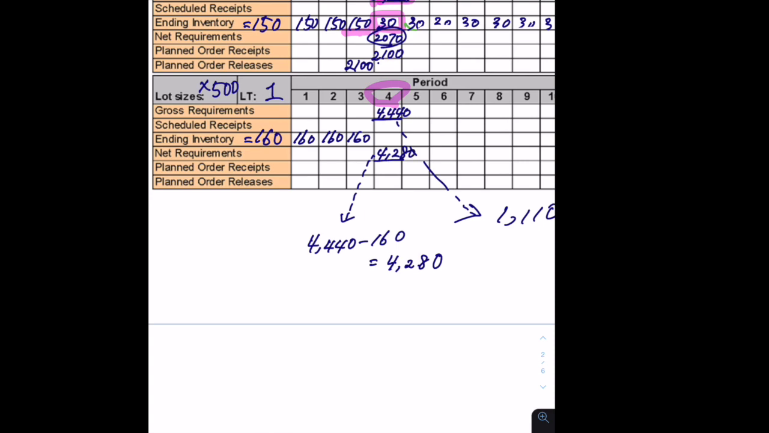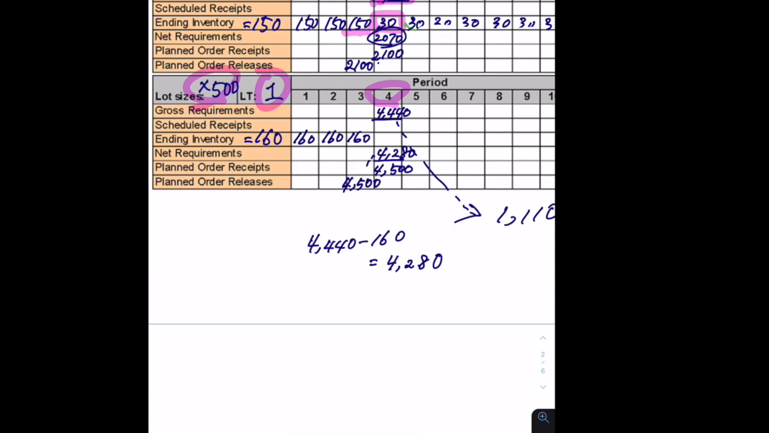Now the question is, can we receive exactly the same amount? No, because the lot size is 500. So the best amount you can get is 4,500. If you want to receive this 4,500 on week 4, you have to check the lead time and place your order 1 week before. So let me erase this part. And 1 week before, so week 3, I release the order 4,500.